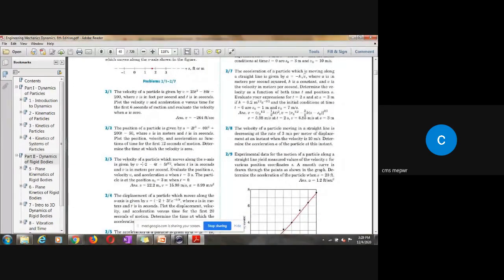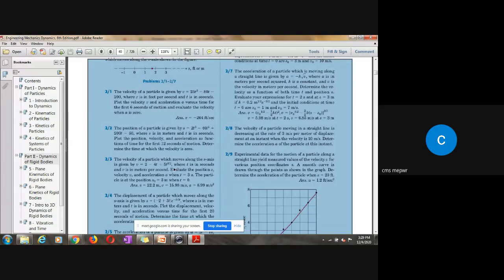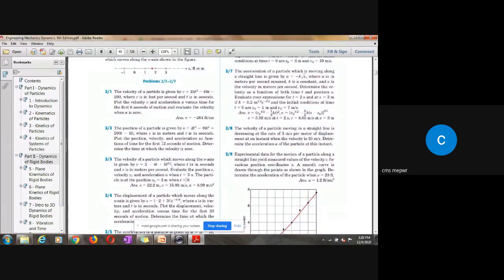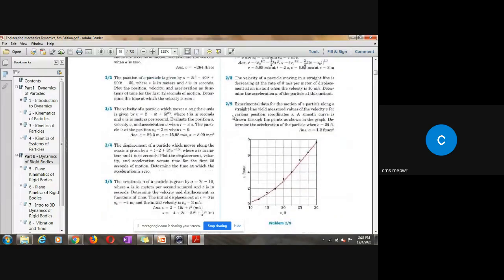Okay, look at 2-3. The velocity of a particle which moves along the axis is given by this one. So velocity is given, t is given, everything is given. What you have to do is find out position and velocity at different times, the same type of question we have done here. Okay, take a look at this.